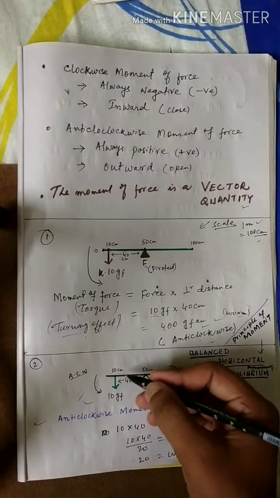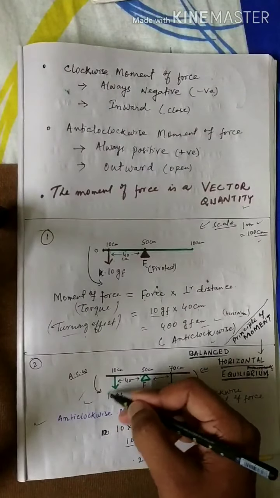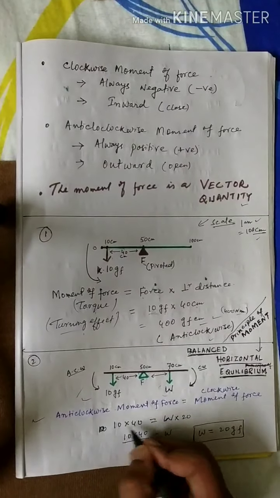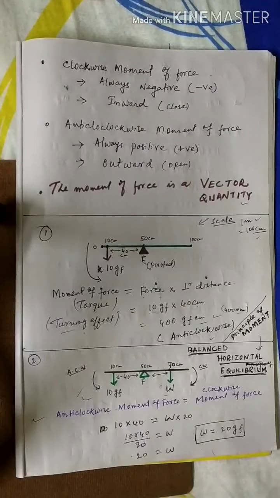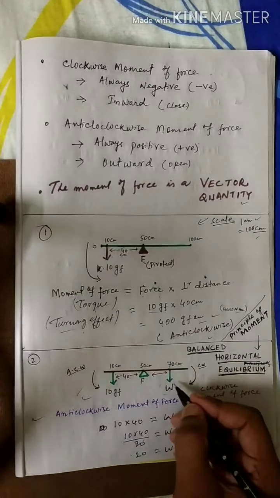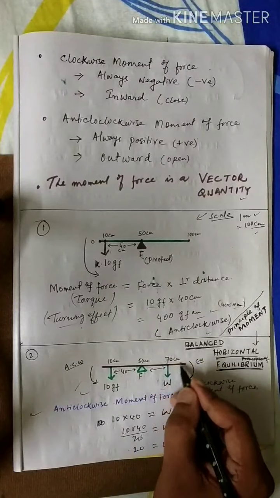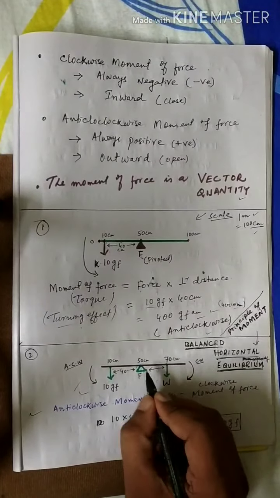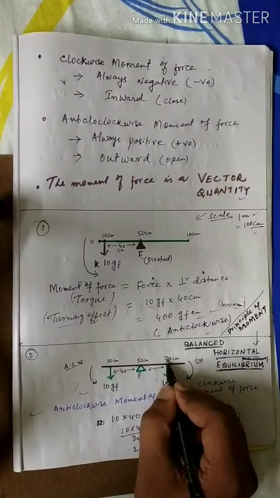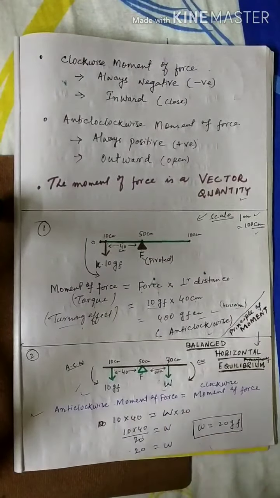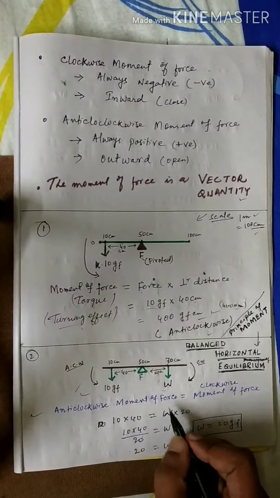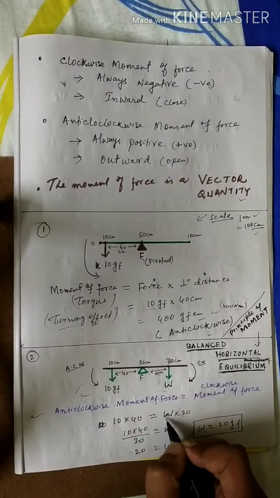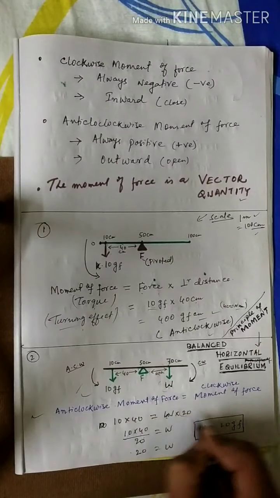Now look at this. The force is 10 gram force and the distance from the pivot point is 40. So 10 into 40 is the anti-clockwise moment of force. And here at 70 centimeters a load is fixed, but we don't know how much load it is. So 70 minus 50, the difference is 20 centimeters. So W into 20, where force is W and 20 is the distance.